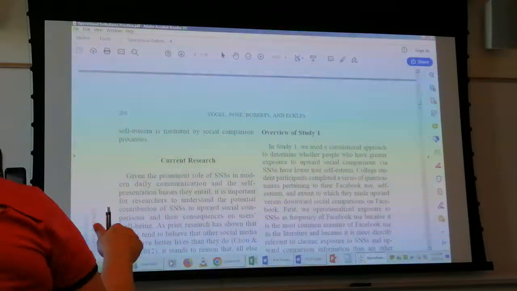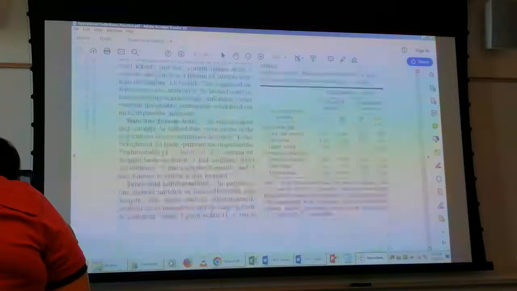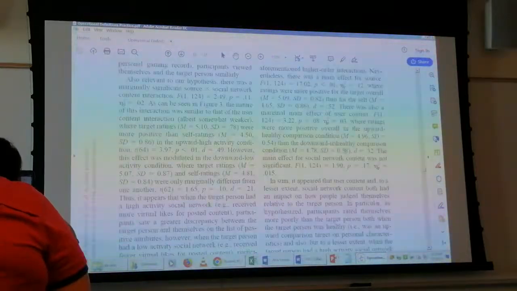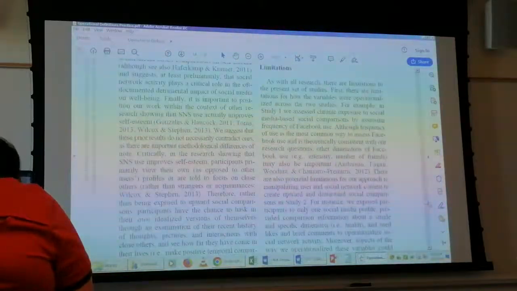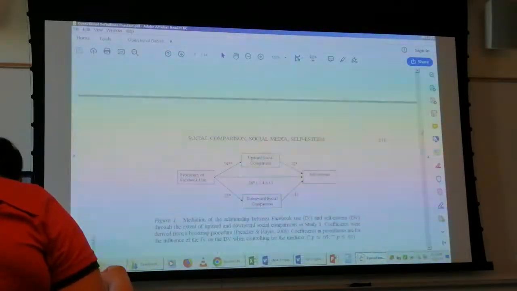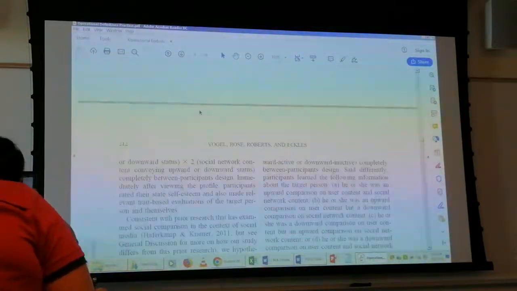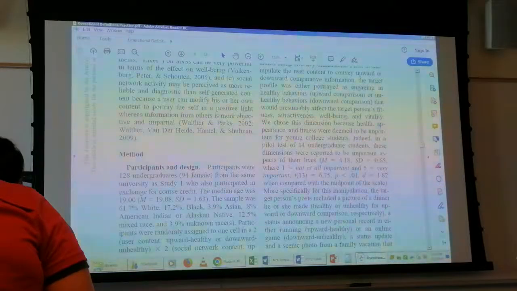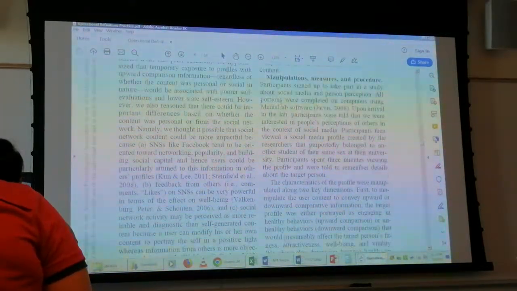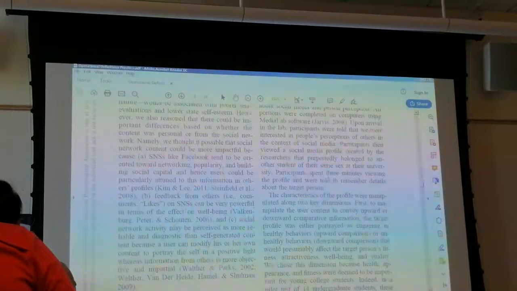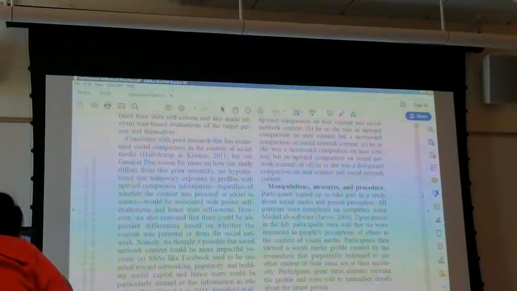All right, so let's go back down to that method section. Again, the first one's a correlation, so I'm going to study 2. Oh, went too far, I think. Yeah, no, too far. Okay, so study 2. Method section. I think it's... here it is, okay. So I'm looking at manipulations.